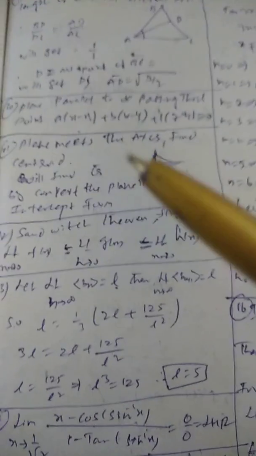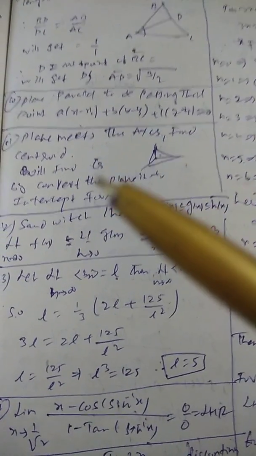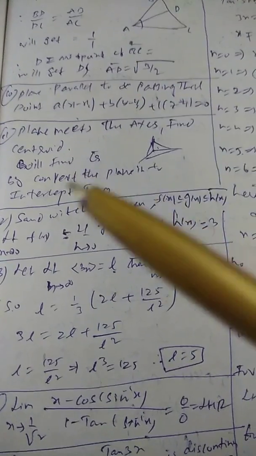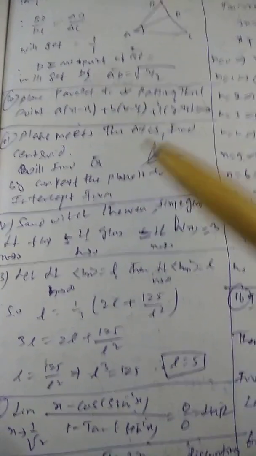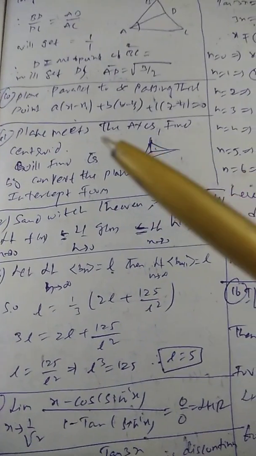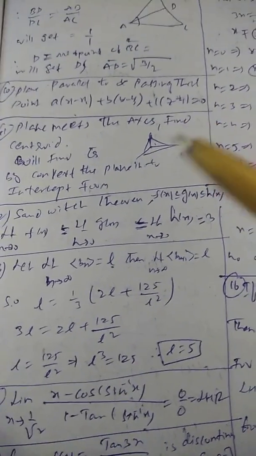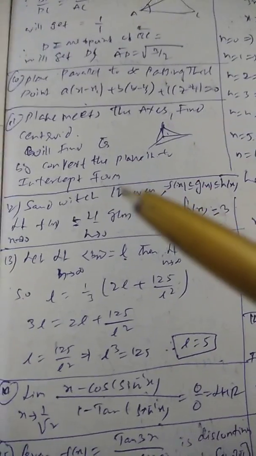Next, a question on planes. Find the equation of a plane which is parallel to a given plane and passing through a point. It is a direct question. Use the formula A(x minus x1) plus B(y minus y1) plus C(z minus z1) equals 0.